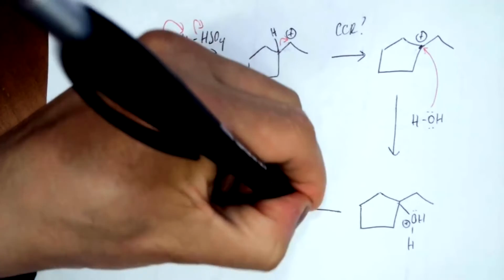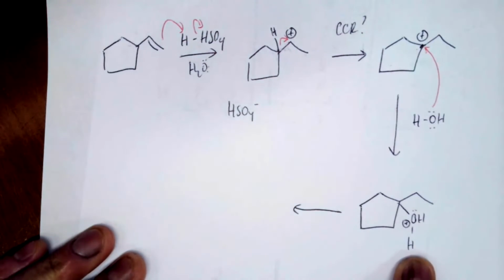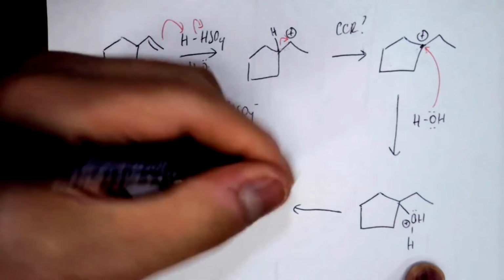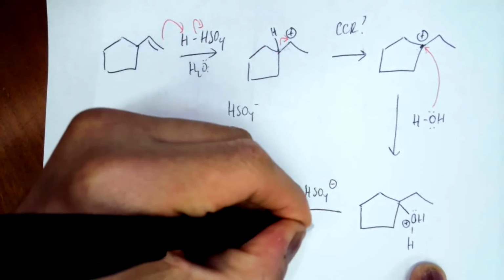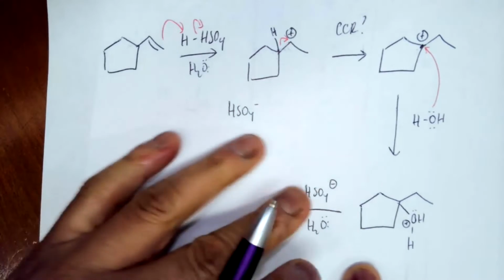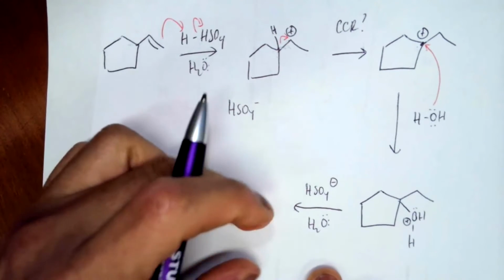Okay. So I have to polish that one. What can I use to remove that hydrogen? Can I use bisulfate? Yes, you can use bisulfate. But is it better if you use water? It doesn't matter, to be honest. Any of the two can be used.